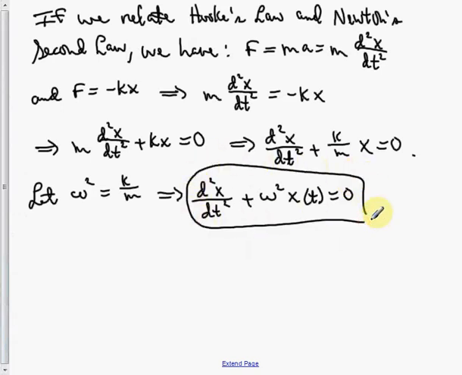Now we can solve this, because notice what it is. It's a second order linear differential equation with constant coefficients. Omega is just a constant, right? Because the k was a constant, right? The mass is a constant. So if that be the case, then I can solve this based on the method back in section 4.3.